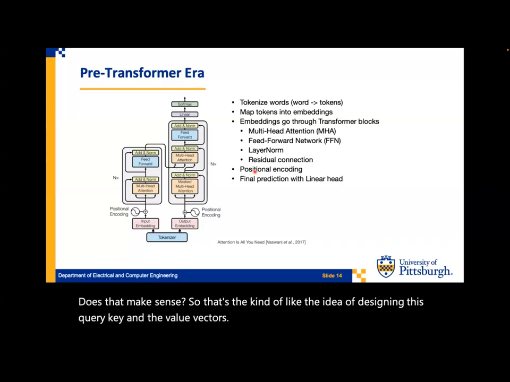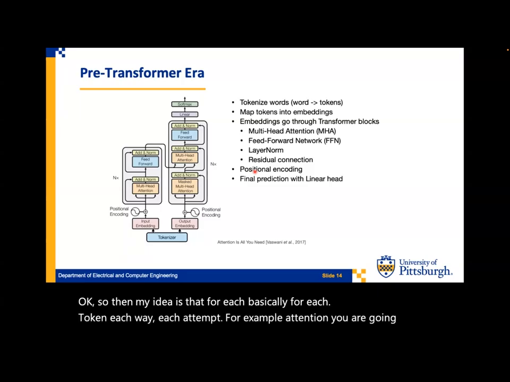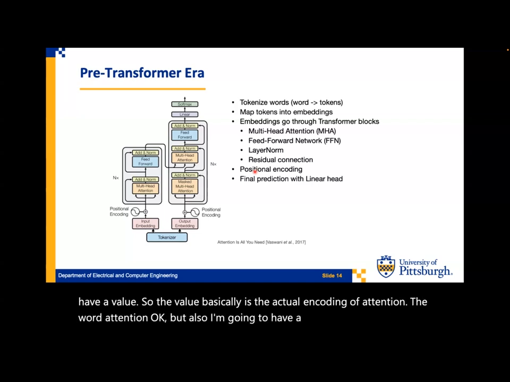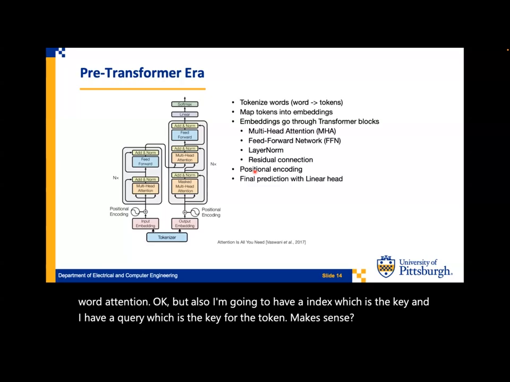Okay, so the idea is that for each token, each word, for example "attention", you are going to have a value. The value is the actual encoding of the word attention. But I'm also going to have an index, which is the key, and I have a query for the token. Make sense? So far so good?